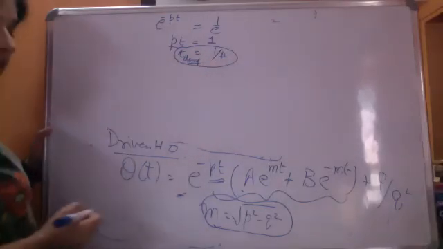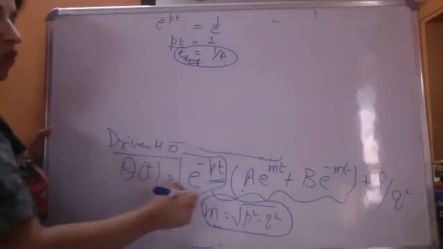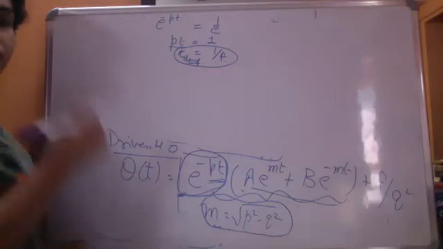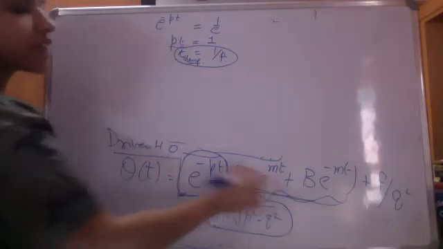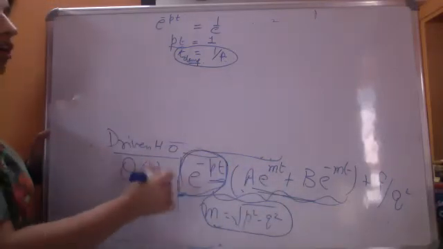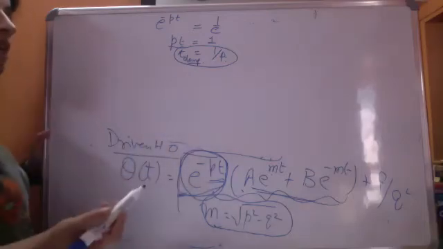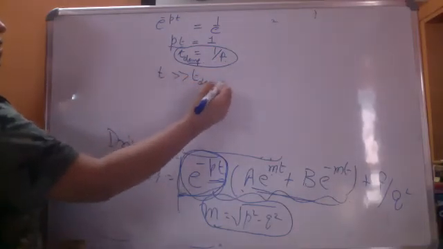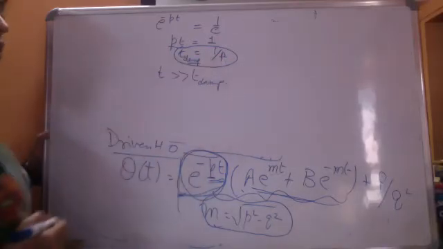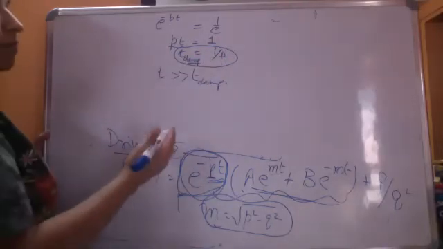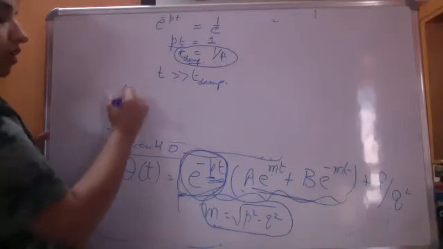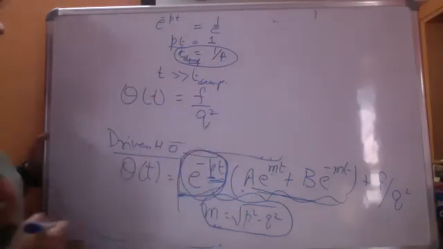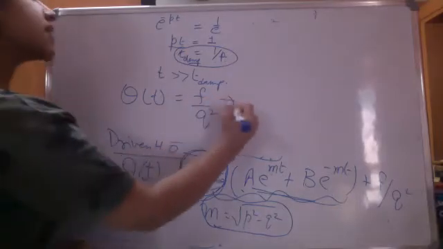After a time larger than 1 by P, this term will, because of this exponential sitting here, irrespective of whatever is happening here, irrespective of whatever is the nature of m, after a long time T, what do you mean by long time T? After a time T much greater than this characteristic time 1 by P, your solution, theta T, will simply become F by Q square, right? And this is the steady state solution.